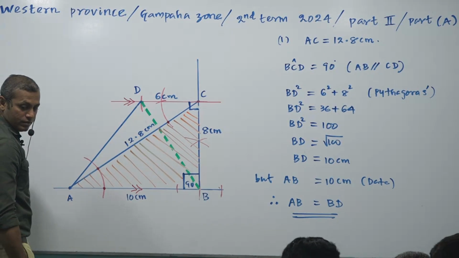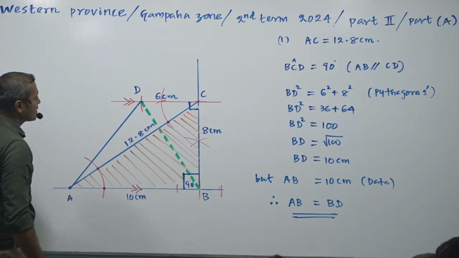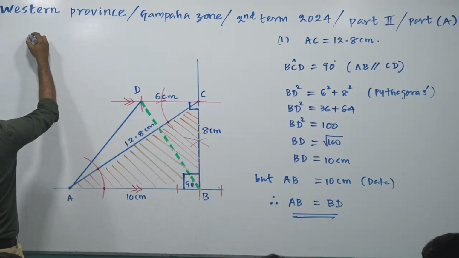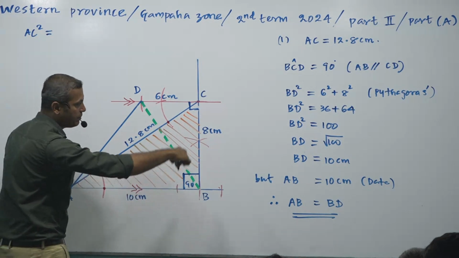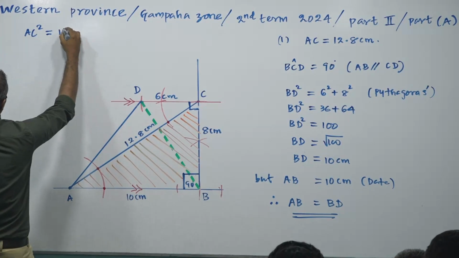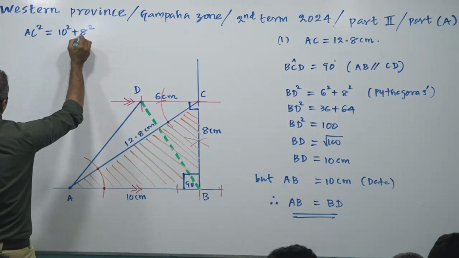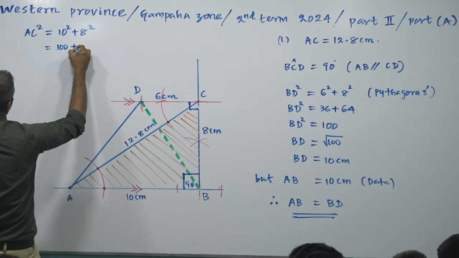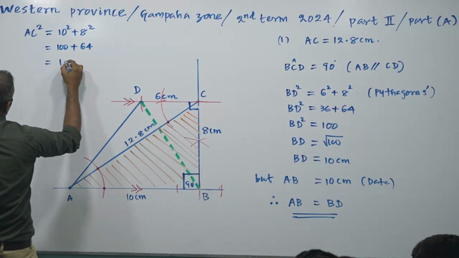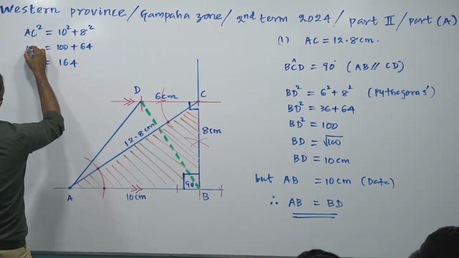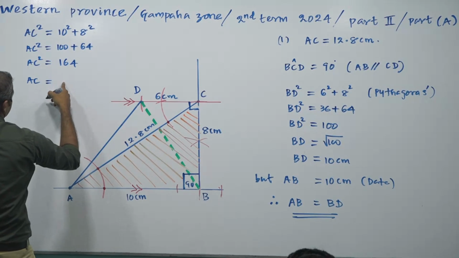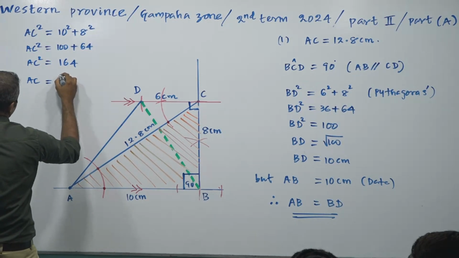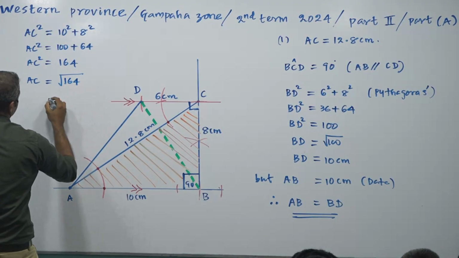Hamda, come to the board. AC squared is equal to what? 10 squared plus 8 squared. 100 plus 64, 164. This is AC squared. Then what is AC? AC is equal to square root of 164.